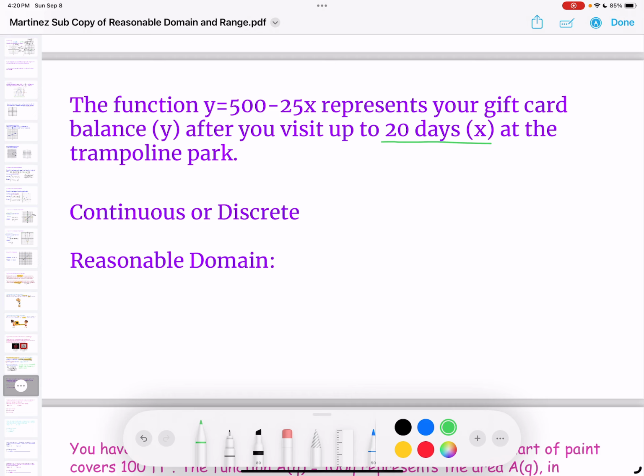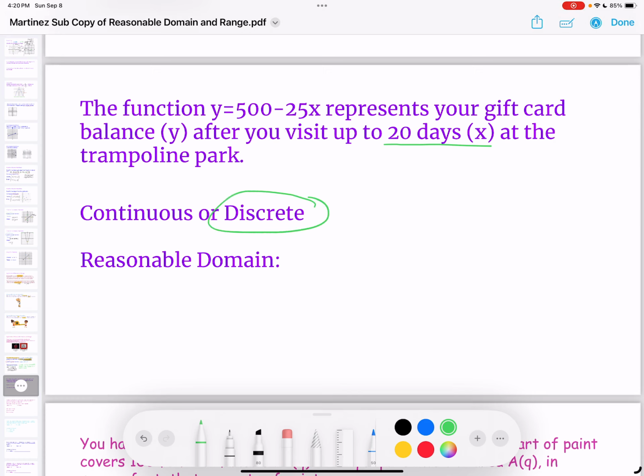Now, for a reasonable domain, the key word over here is up to 20 days for your x values. So remember, domain does cover the x values. And so we want to think about realistically how many days. So you could realistically go, least to greatest. The least amount of days you could go would be 0 days, okay? And then the most would be 20.